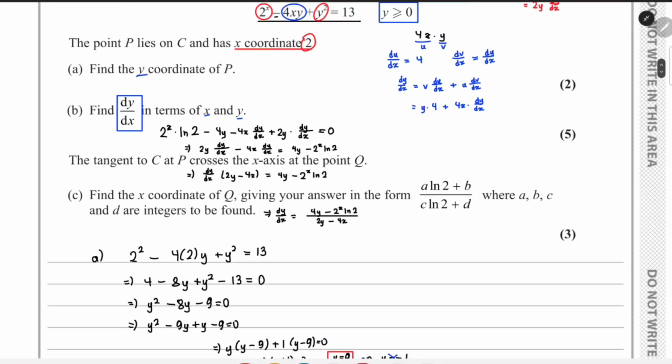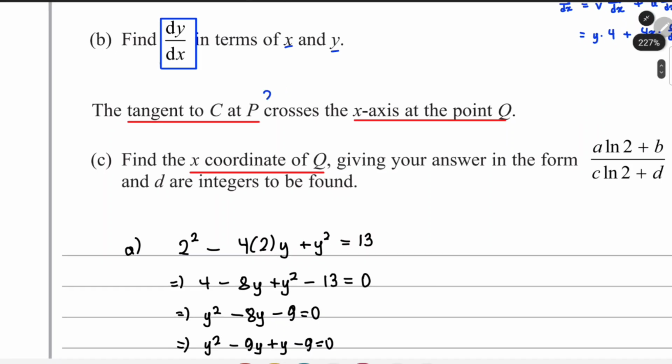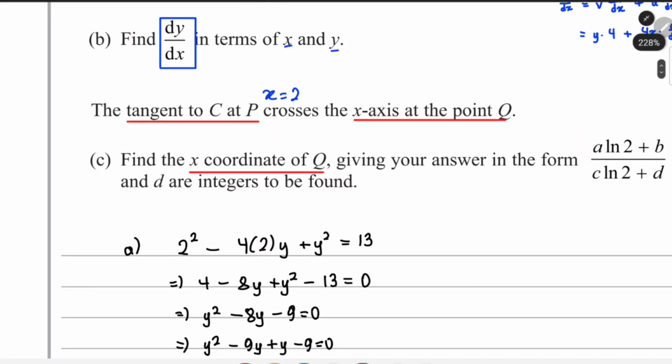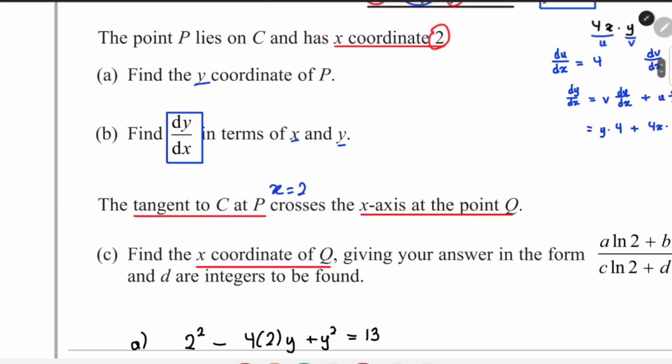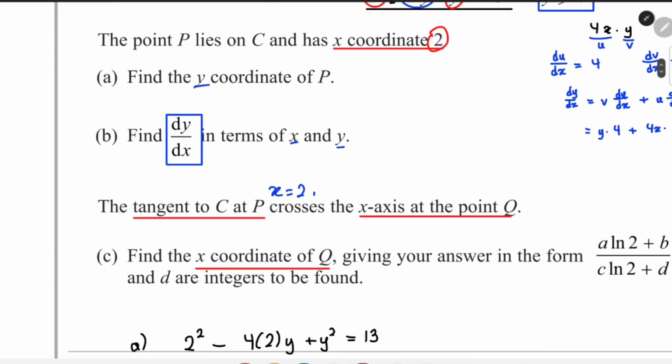Now moving on to part C. We have the tangent to C at point P, which crosses the x-axis at point Q. We have to find the x-coordinate of Q. Now at P, x is equal to 2. So the gradient of the tangent will be the value we get if we put x equals 2 and y equals 9, since we calculated this in part A. So if I input these values into the expression for dy by dx, I'll get the gradient.